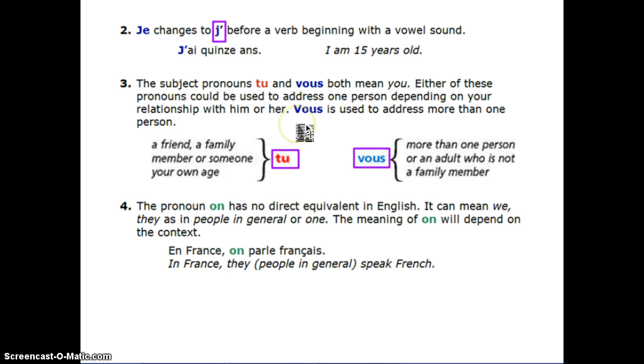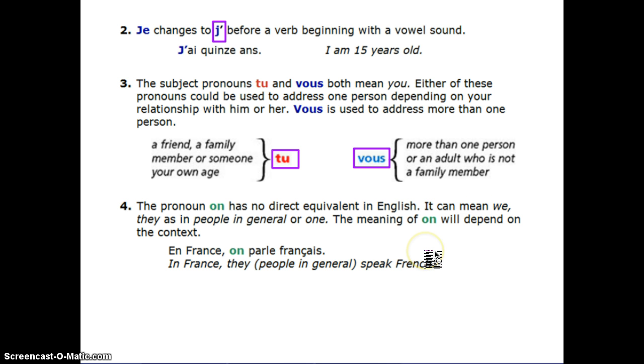We already talked about this tu versus vous business. Remember, tu is used for you if you're talking to a friend, a family member, someone your own age, one person. Vous has two meanings. It's either more than one person, if you're saying y'all, or somebody that's an adult who's not a family member.